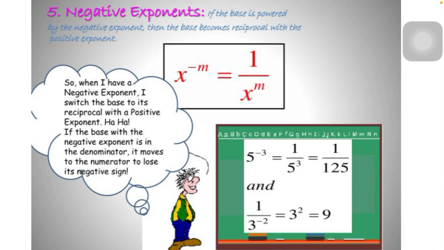See the example on the board, 5 raised to power minus 3 will be equal to 1 upon 5 raised to power 3, and then we can solve it. 5 raised to power 3 will be equal to 125, so we can write it as 1 upon 125. And another one, 1 upon 3 raised to power minus 2 will be equal to 3 raised to power 2, and it will be equal to 9. So this is how we can convert a minus exponent into a positive one. We can change it like this when we take the reciprocal.